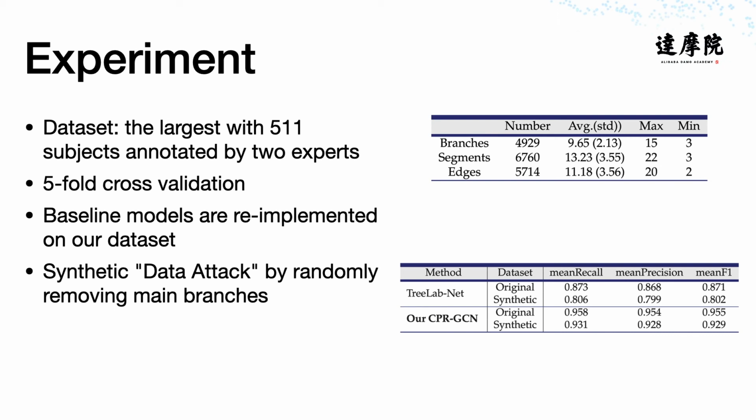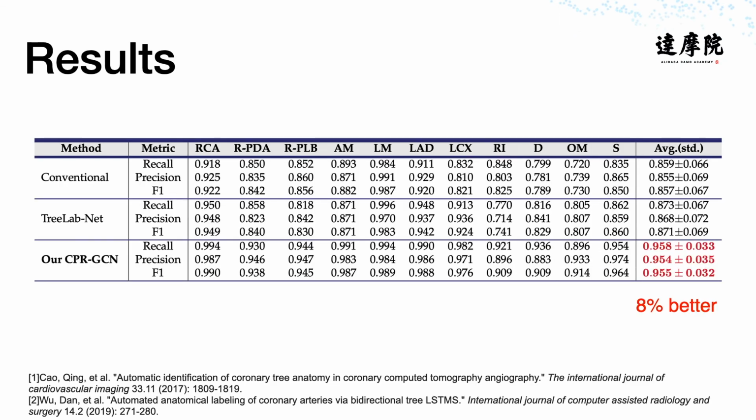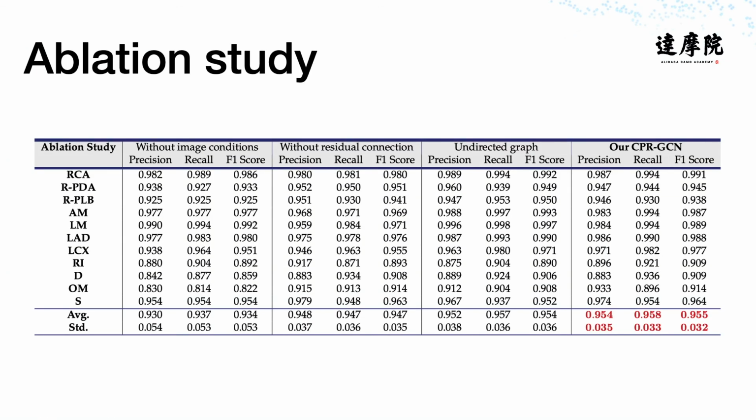There's a 3% drop for our model, while our baseline model drops 7%. The results of all three models are shown here. Our model outperforms by 8% on all the metrics. To further understand the importance of the components, we apply an ablation study. It shows the image conditions introduce a 2% benefit, while the residual connection introduces 1%. The directed graph performs slightly better than the undirected graph, but the difference is not significant.